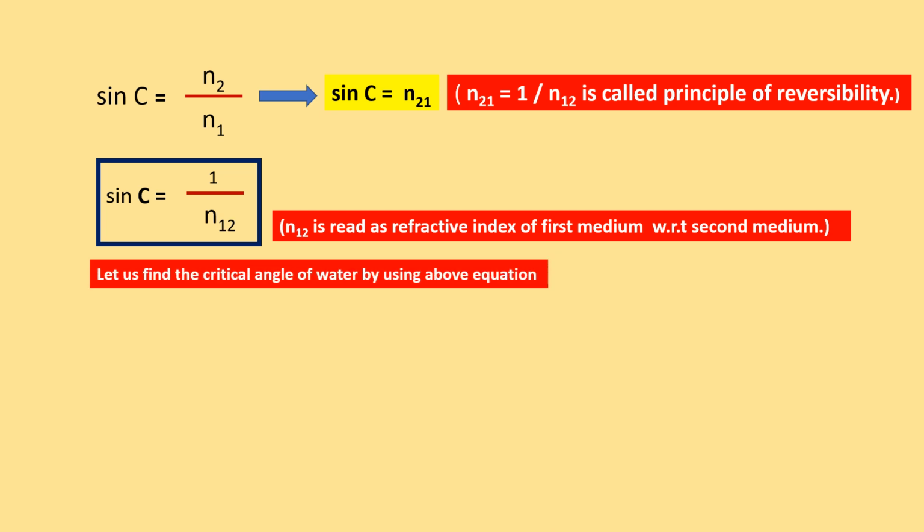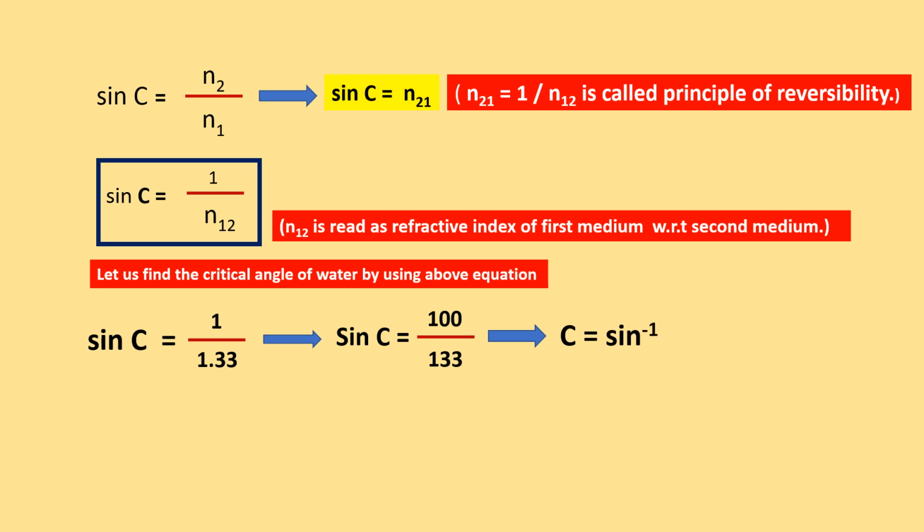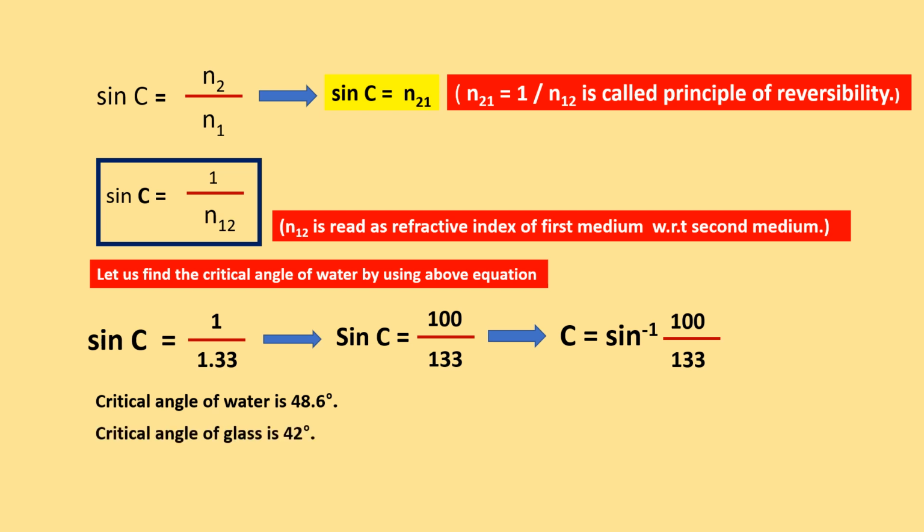With this information, let us try to find the critical angle of water by using the above equation. We know the refractive index of water is 1.33. So sin C is equal to 100 by 133. Finally, if you solve this, you will get the critical angle of water as 48.6 degrees. In the same way, if you know the refractive index of glass, you can find the critical angle of glass as 42 degrees and critical angle of diamond as 24 degrees.